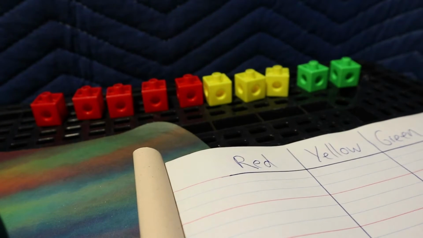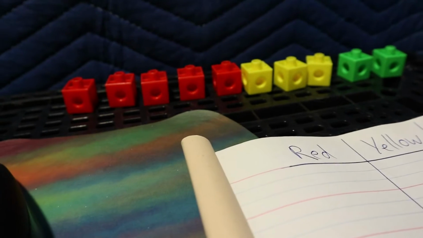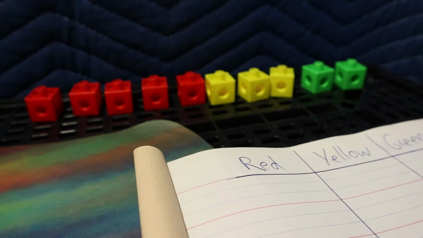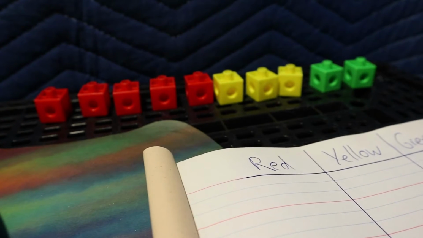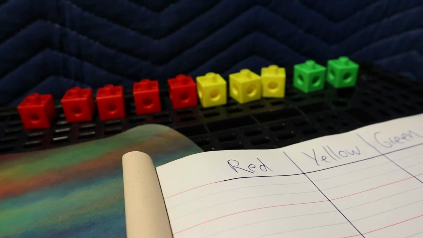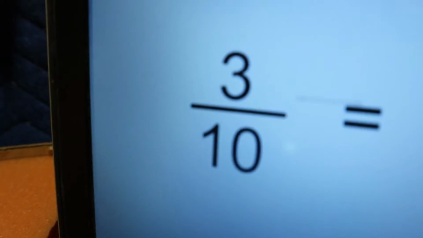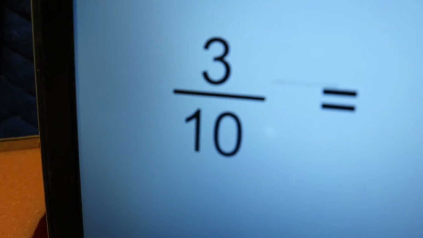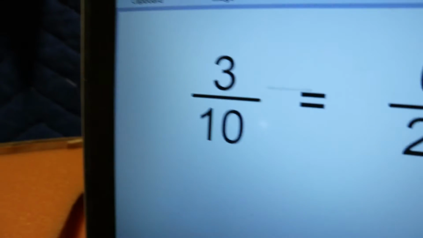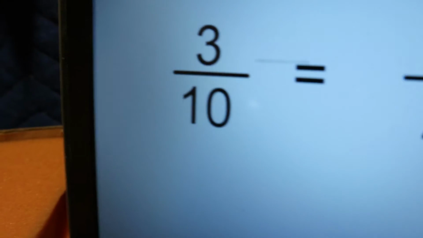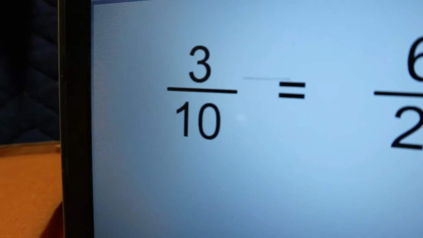Now, what are the chances of winning? Since there are 10 cubes, and three of them are yellow, you would have a 3 in 10 chance of winning. So that's the 3 in 10 chance right there. Now, if I played this game 20 times, the question would be, well, how many times would I expect to win?